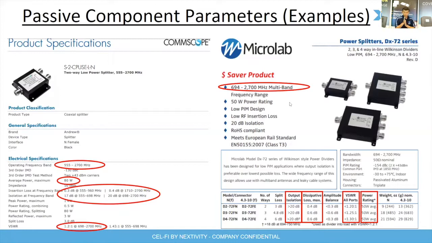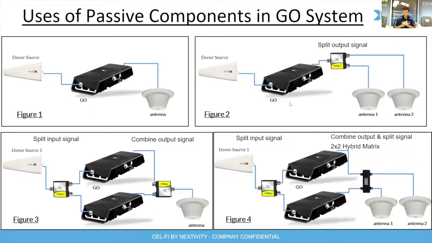The next section we're going to look at is how we use passive components in, let's say, a GO system. We're going to do that for a start. If you take a look now at figure 1, it is the classic, basic configuration of a GO system. You have a donor antenna connected to the GO system input port, and the output port of the GO is connected to an external antenna. Very classic, very basic configuration. We are going to use this and expand it out, take it one step further.